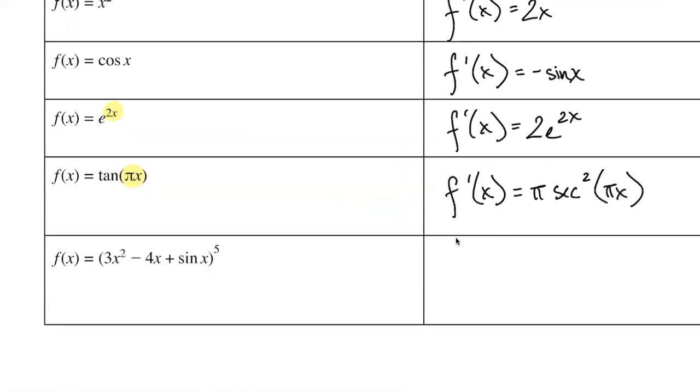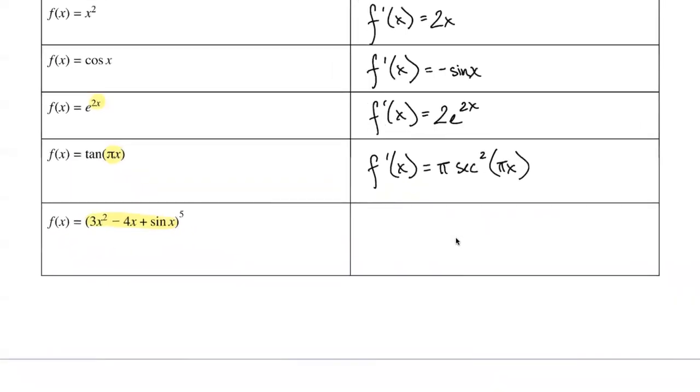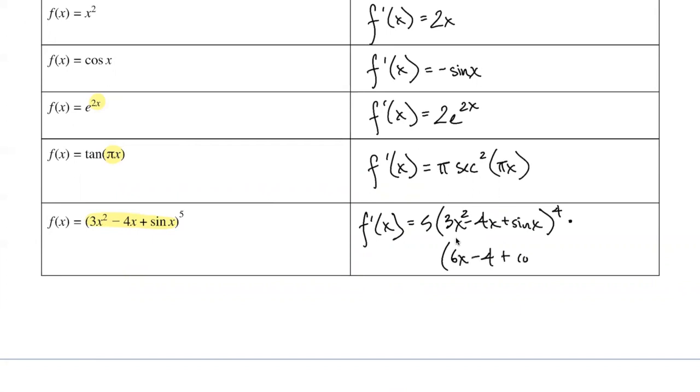All right, last but not least, we have a super long function, but it happens to be inside of another function. So once again, we're going to use chain rule, and our f prime of x will be 5, that whole inside function to the 4th times the derivative of the inside, which gives us 6x minus 4 plus cosine x. Okay.